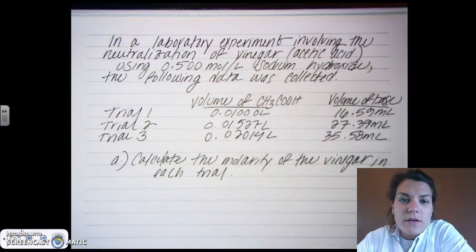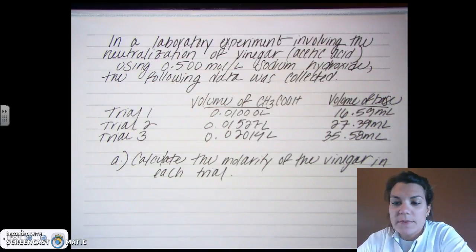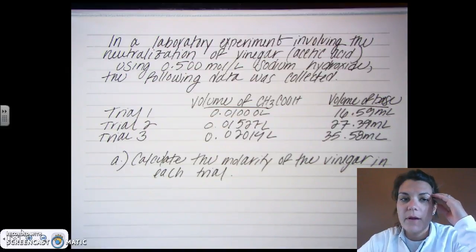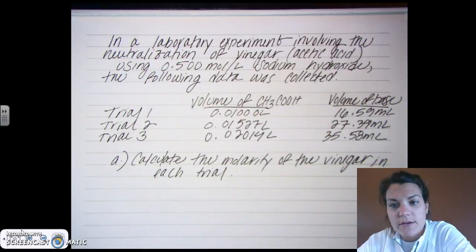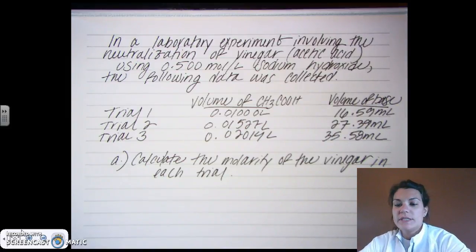Okay, this is going to be a problem that's based on calculating molarity based off of an experiment between a weak acid, which is going to be acetic acid in this case, and sodium hydroxide. So if we go ahead and read, the problem states, in a laboratory experiment involving the neutralization of vinegar, which is acetic acid, using 0.500 moles per liter of sodium hydroxide, the following data was collected.